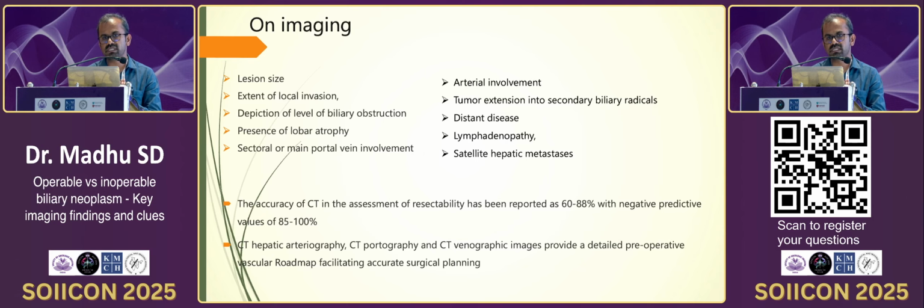Then what are all the vessels it is close to? Is it close to the hepatic artery, portal vein? How are the hepatic veins? These are the information we need to give. Any satellite lesions which are present, any metastasis, and nodes. All this information we need to give to the surgeon.